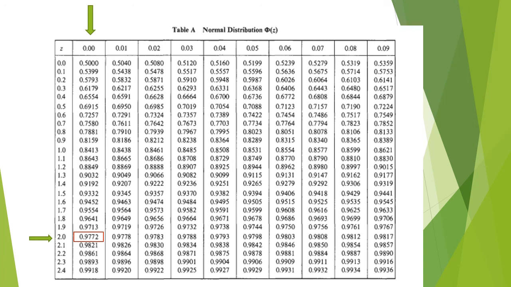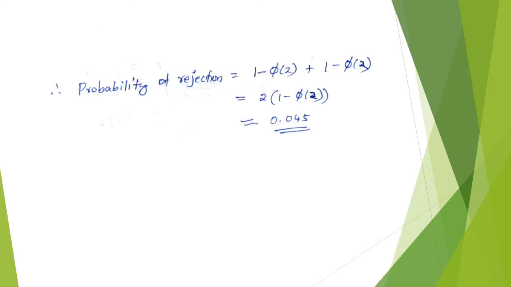So once this value is obtained, you have to apply this in the problem. So the probability of rejection will be Fx of 900, that is 1 minus phi of 2, plus 1 minus Fx of 1100, that is 1 minus phi of 2. 2 times 1 minus phi of 2 will be 0.045.